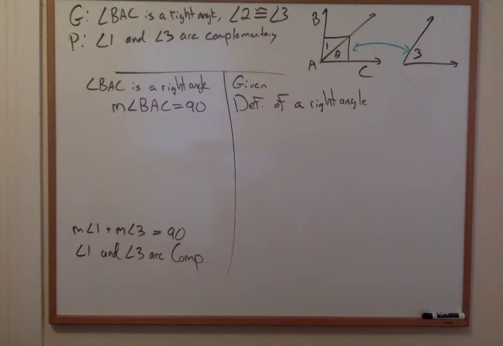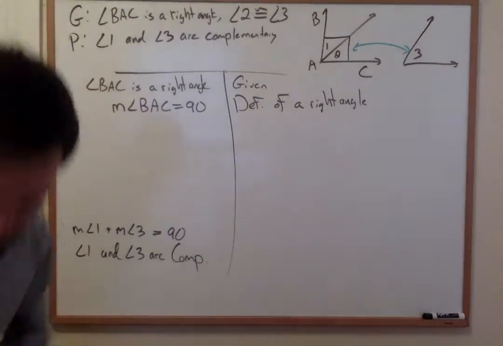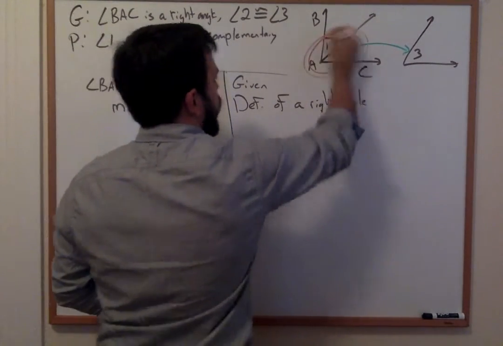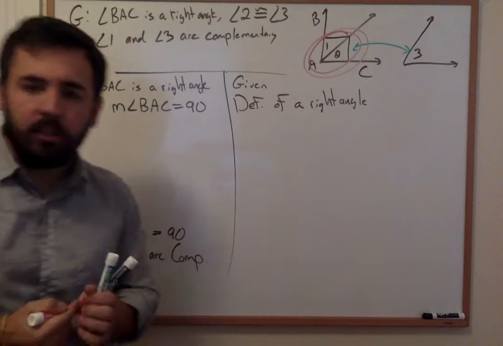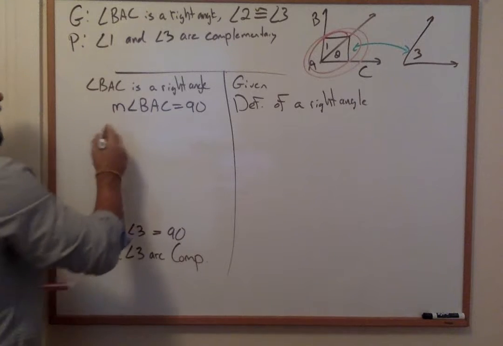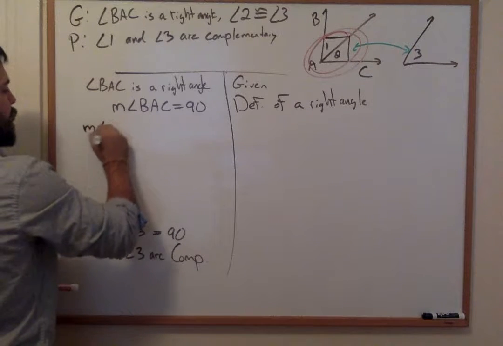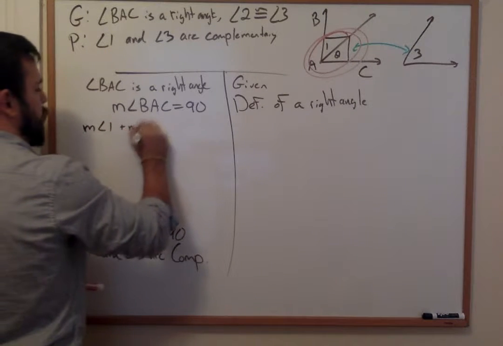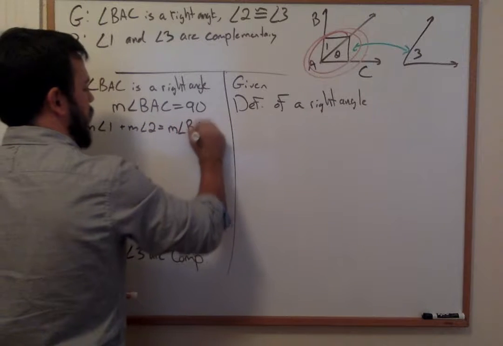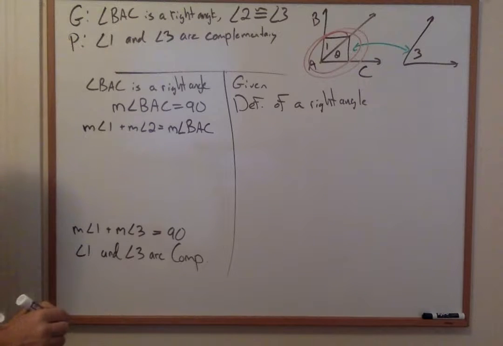We have BAC is a right angle. The measure of BAC is therefore 90. All right. So what we need to do now is somehow introduce this relationship with angle 1 and angle 2. So let's do that. Well, I know that the measure of angle 1 plus the measure of angle 2 will equal the measure of angle BAC. That's the angle addition postulate.